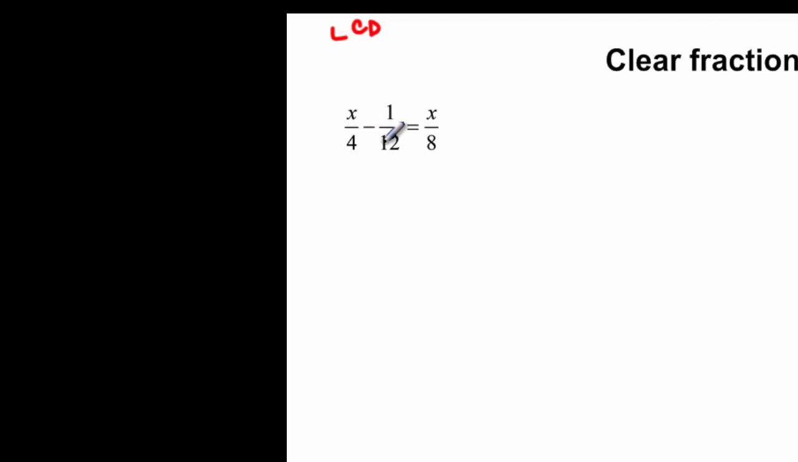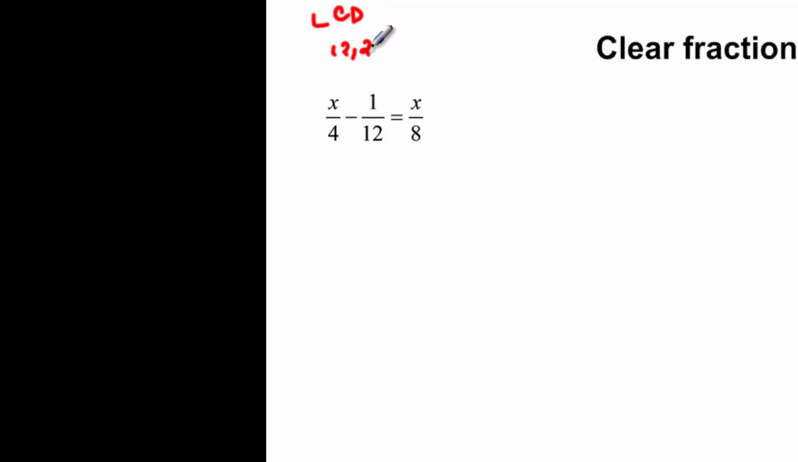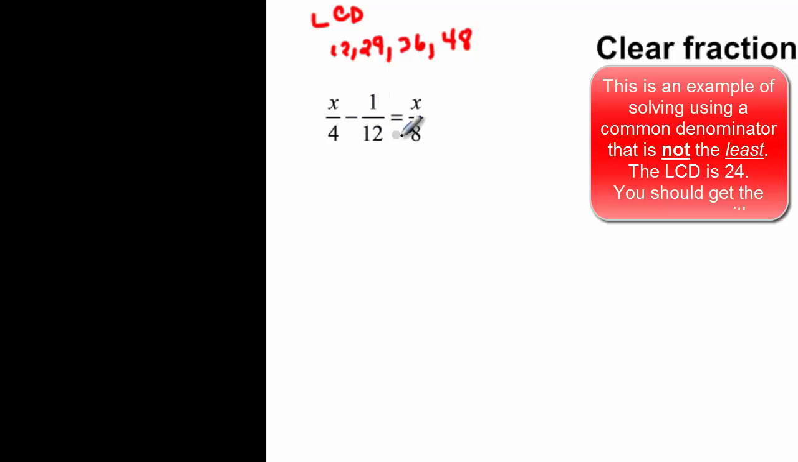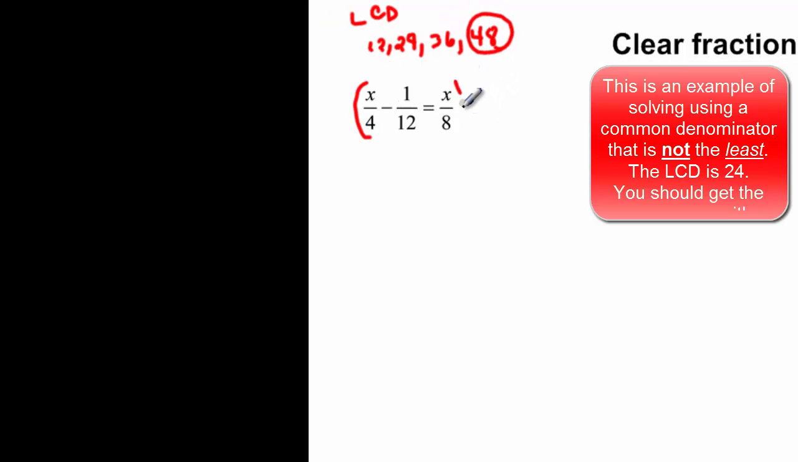If we look at 12, we can think that that's 12, and then times 2 is 24, and times 3 is 36, and times 4 is 48. We know that 4 and 12 have that in common, but we can also know that 8 times 6 is 48. So 48 is going to be our least common denominator. Seems like a big number, but remember, we're going to reduce.